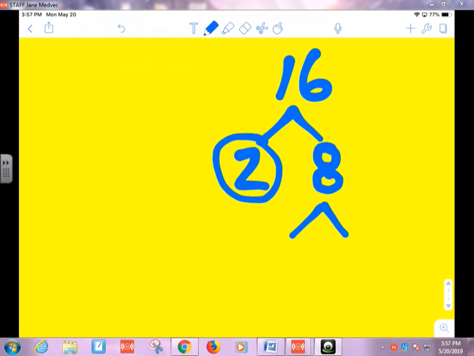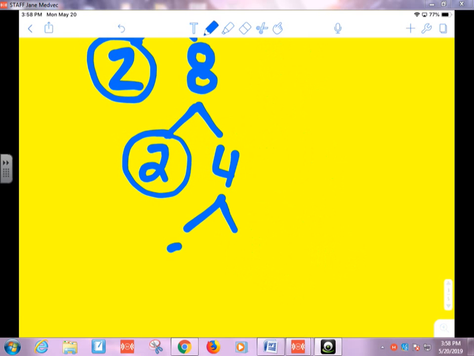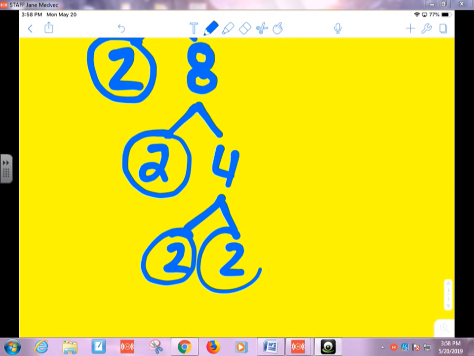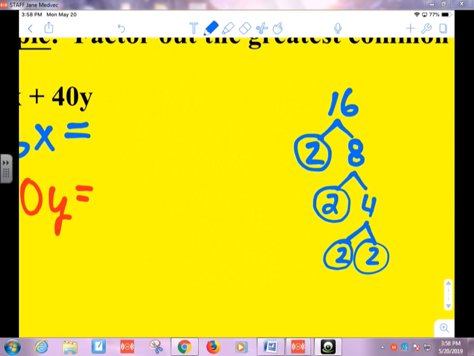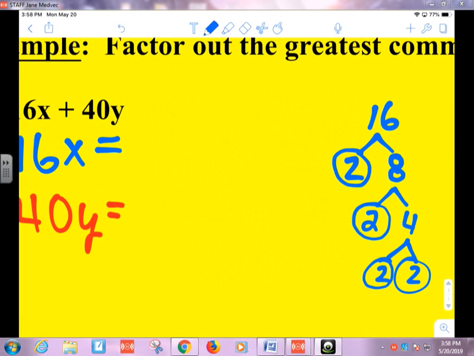8 is not prime, so I'm going to break it down into 2 and 4, and I'm going to circle my 2. And then I'm going to break down the 4 into 2 and 2, because 2 times 2 is 4. Now I have broken it down into all those prime numbers, and I'm going to list them. So 16 equals 2 times 2 times 2 times 2, because there's 4 2's that I circled: 1, 2, 3, 4. And you're also going to notice that I have an x behind it, so it's times x. So that's how I break down 16.